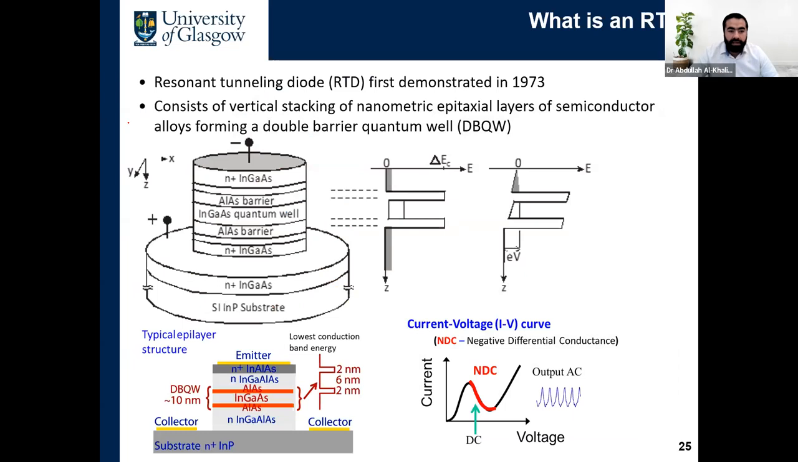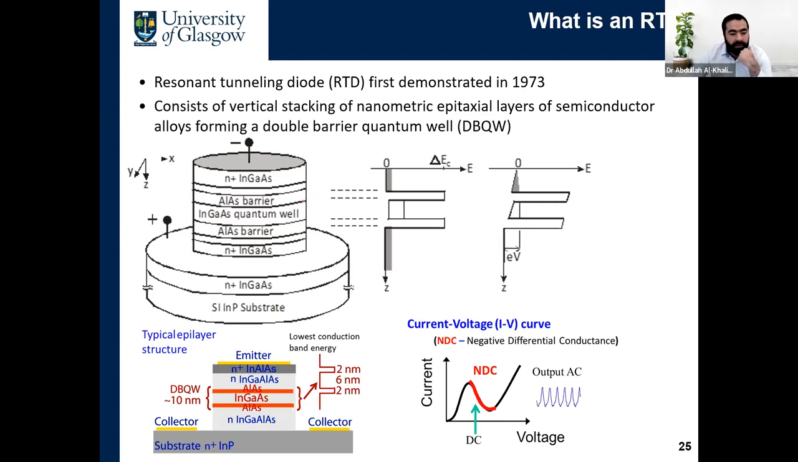So actually, what is a resonant tunneling diode? It was first demonstrated back in 1973. It has a vertical stack, so it's a vertical structure. We have lots of different options for material systems, but at the moment, the fastest is indium phosphide based. So we have an indium phosphide substrate. Then we have a stack of layers of indium gallium arsenide with different doping levels. And then we have 2 barriers, which are aluminum arsenide, 1 barrier here, 1 barrier there, and we have an InGaAs quantum well.